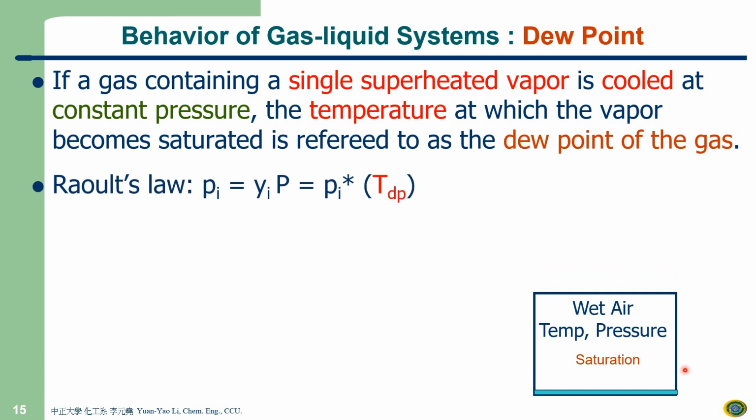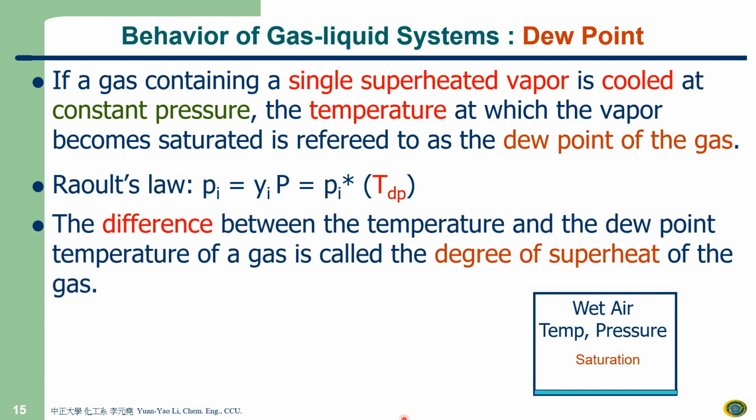So, at this moment, if you just change the temperature without changing the pressure, this is what we call T dew point here. Because if you decrease the temperature, the first drop of the water comes out. So this is what we call dew point temperature. And of course, from the dew point temperature, you can get the vapor pressure at this moment. And you also get the partial pressure in the system.